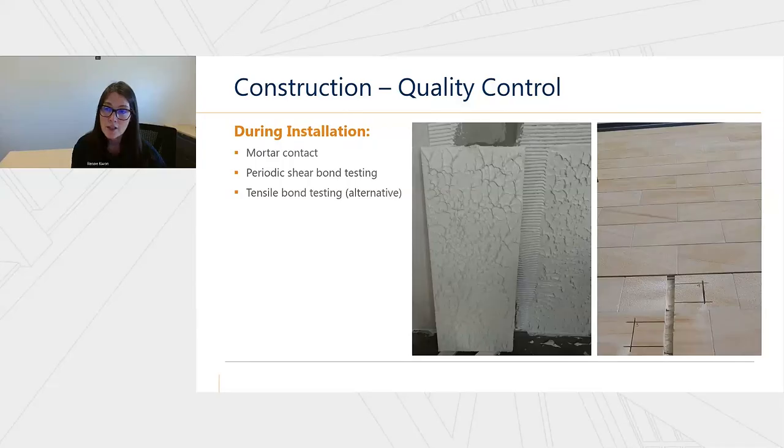So we've pulled off the tile. We want to make sure, one, that we have full coverage, and then two, that we fully collapse those ridges and we have full contact between our adhesive mortar and the backup. And then some other things to consider during construction could be shear bond testing, performing some of that, which is shown in the other photograph here, or the tensile bond testing could be an alternative to that.